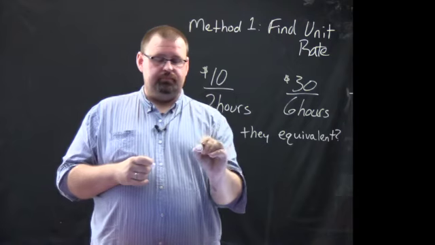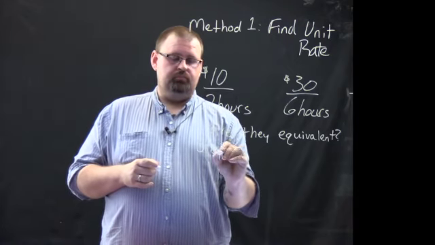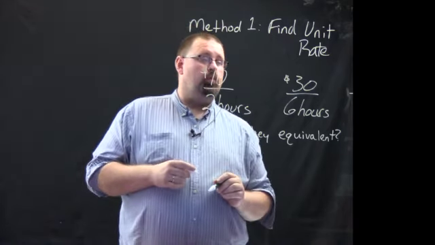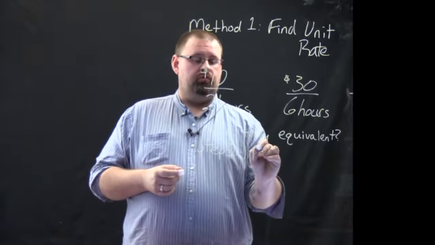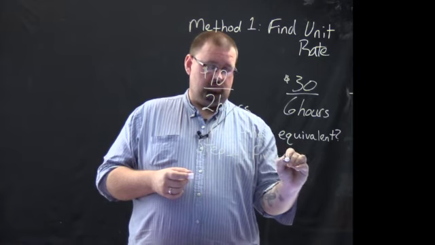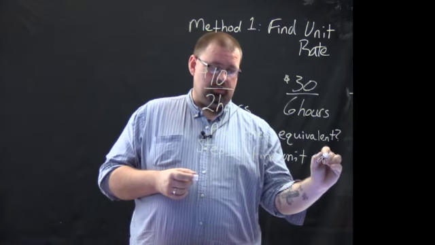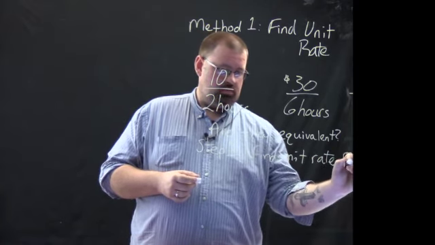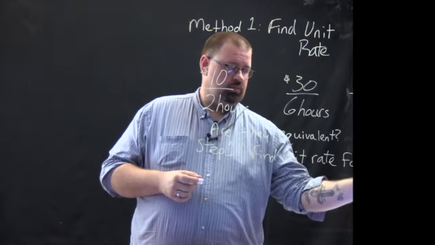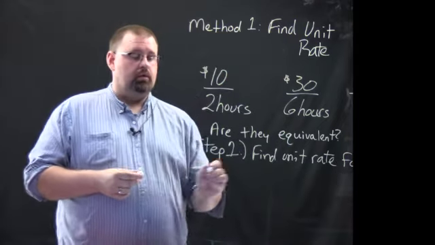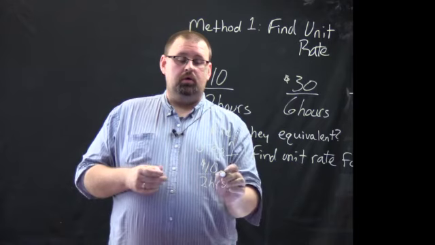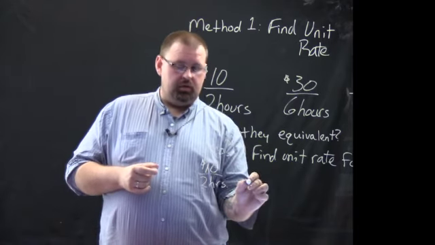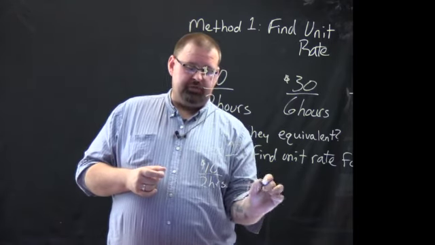Okay, step 1. Step 1 will be find the unit rate for both sides, or both ratios. All right, we have $10 over 2 hours. How do we get 1 in the denominator? That's what we have to ask ourselves.